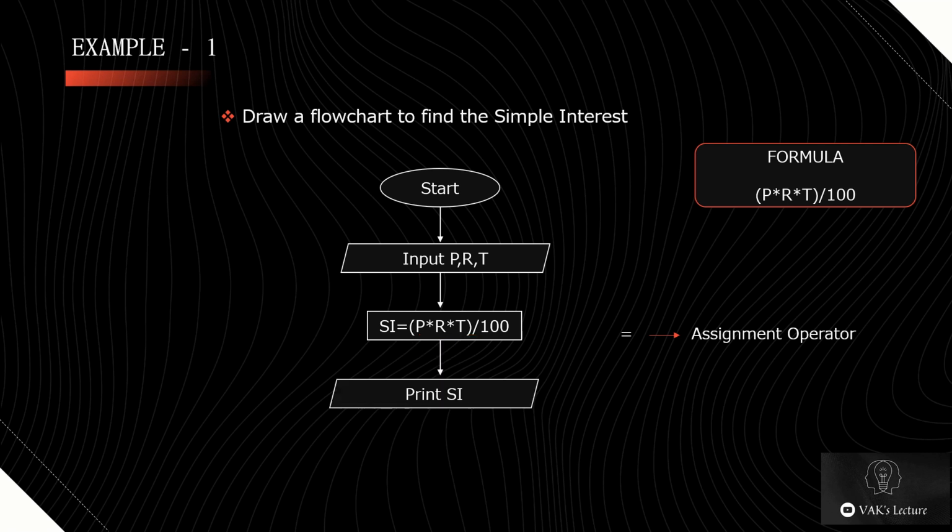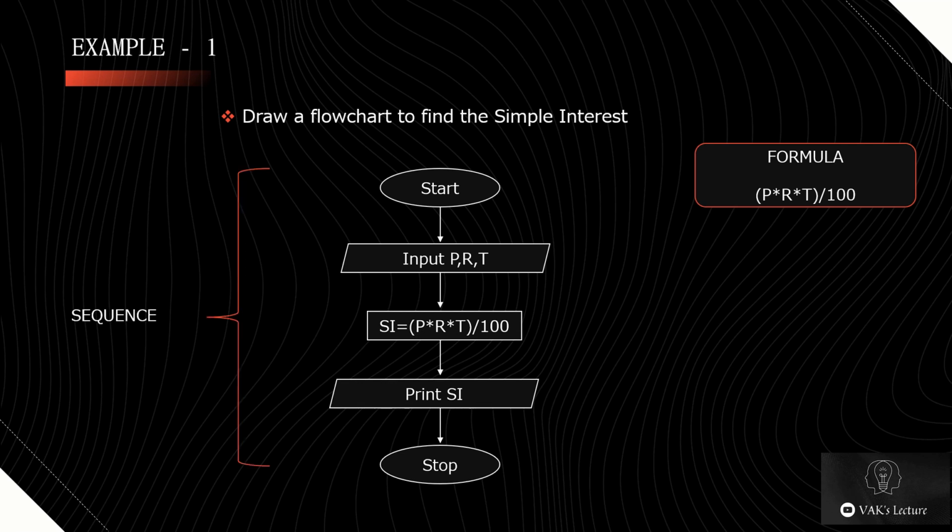After that, print the value of SI. Then next, stop the flowchart. So this is a sequence flowchart. Sequence means one instruction after the other follows, so it is moving in the downward direction.